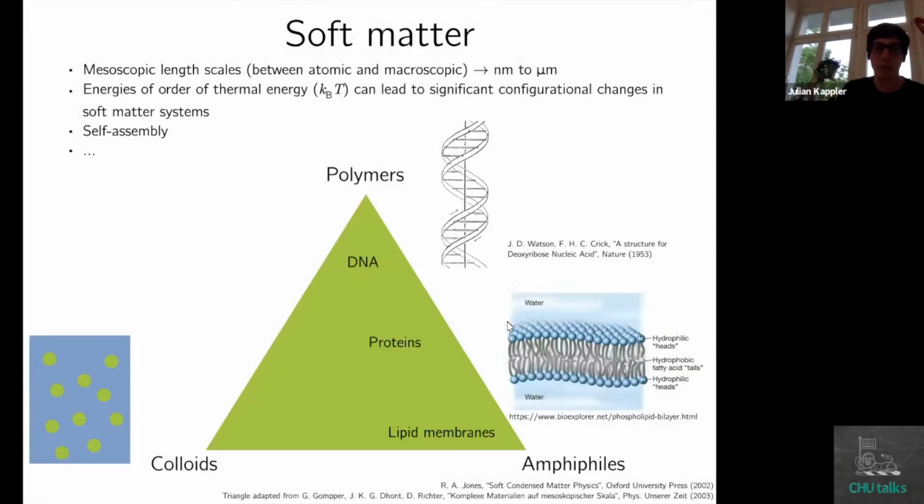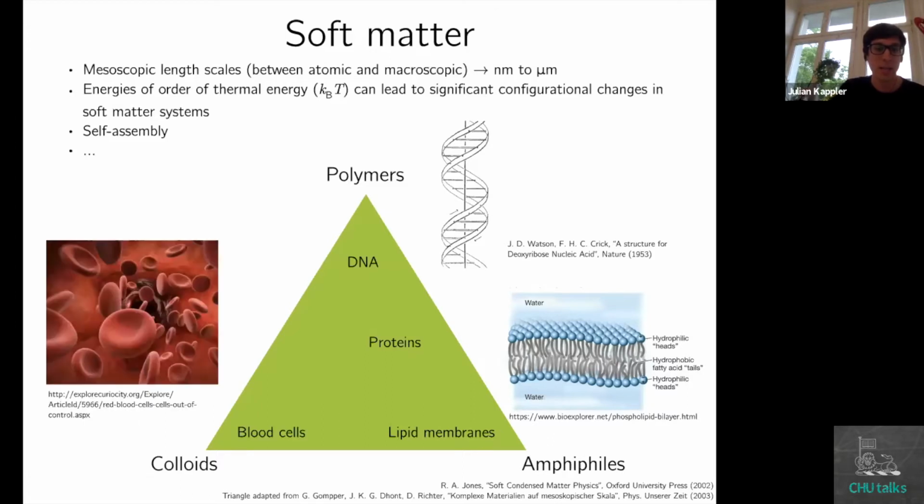use the features of amphiphilic molecules. So they are also in this triangle somewhere, and they are very important for our lives, of course. And an example for colloid is a blood cell. So this is just to give you an impression of what soft matter physics is and why it is relevant for biophysics.